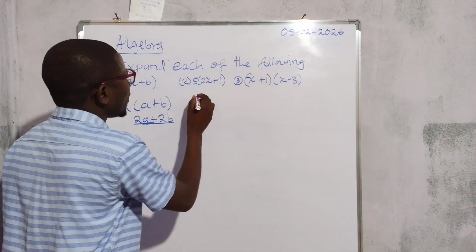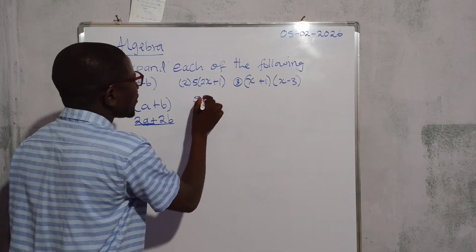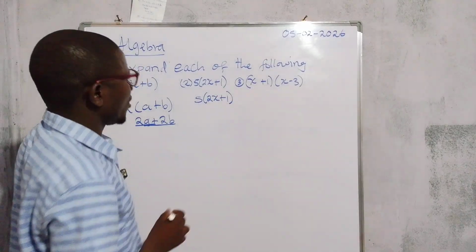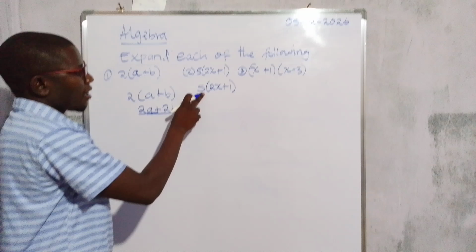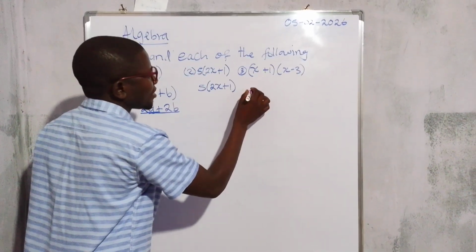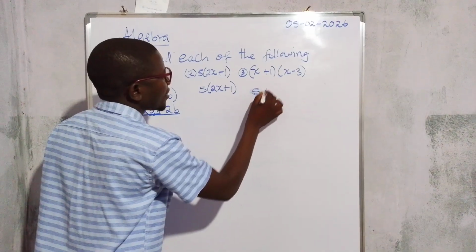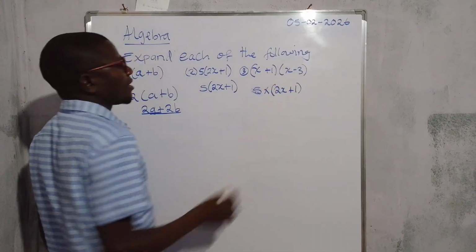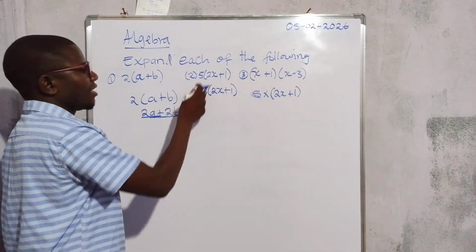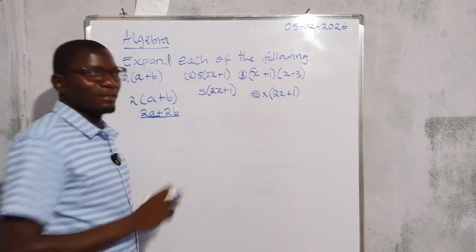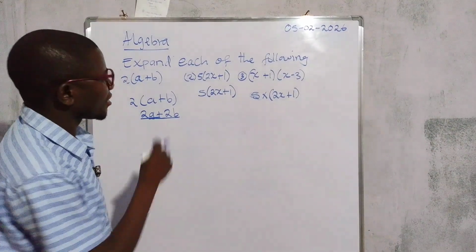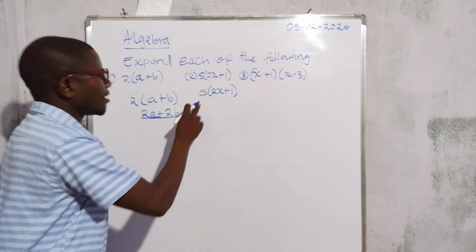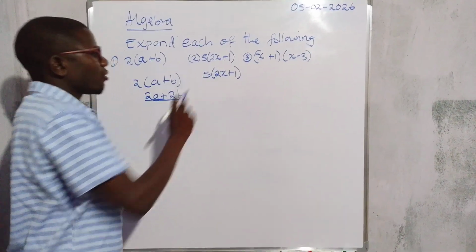You have 5 and inside the brackets you have 2x plus 1. When you have something like that, this means 5 times (2x plus 1). That is what it means here. This 5 is multiplying each of the terms inside the brackets. So we are going to expand by multiplying this 5 by each of the terms inside there.